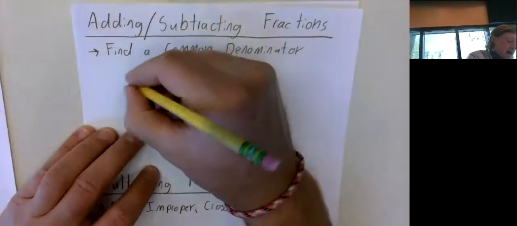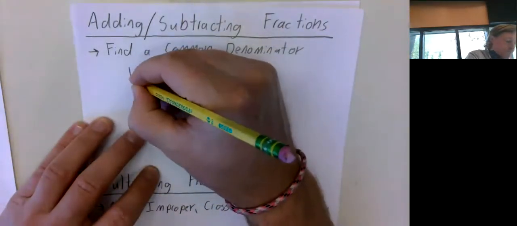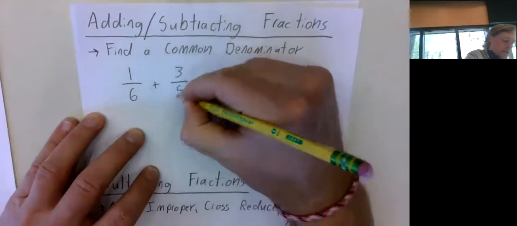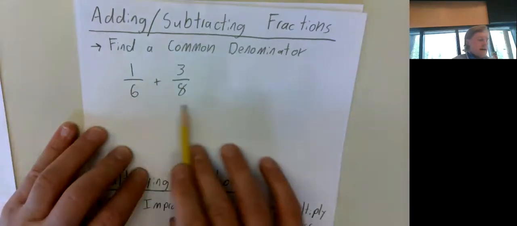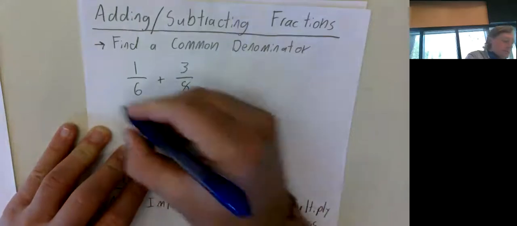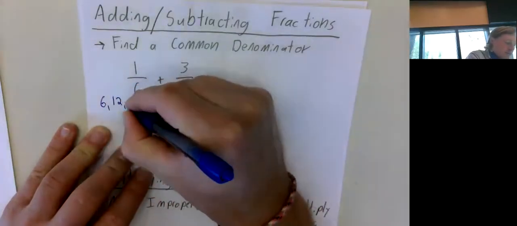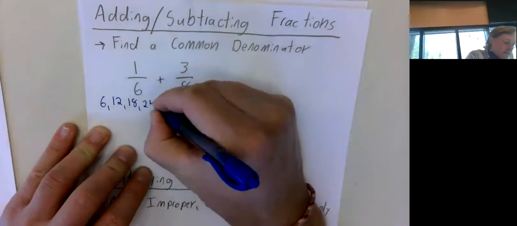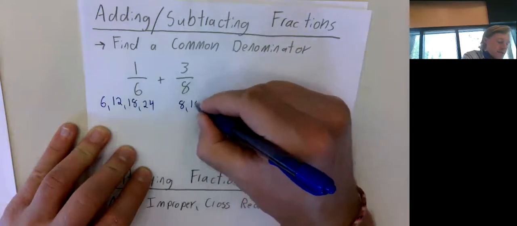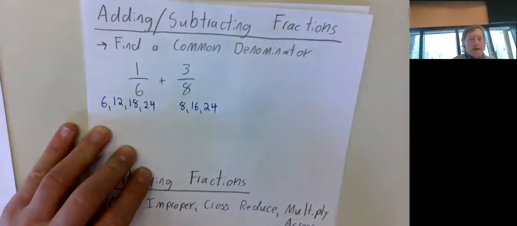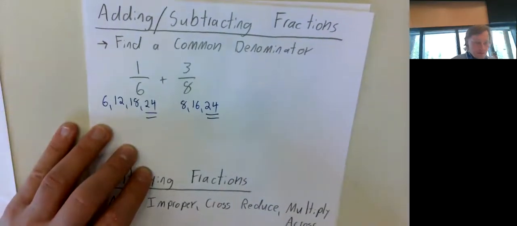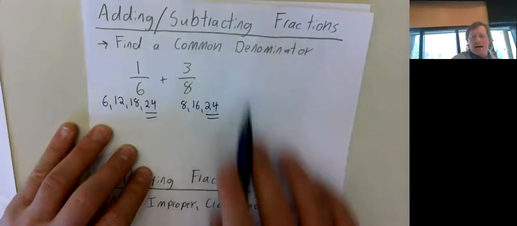So if I have 1/6 plus 3/8, I need to find a number in common between 6 and 8 by using the multiples. So I'm just going to go through the 6 house: 6, 12, 18, 24. And then my 8s, sometimes I need to go farther than that: 8, 16, 24. Boom, I've got my match right here. So this is my least common multiple, and this is what I'm going to use as my common denominator.